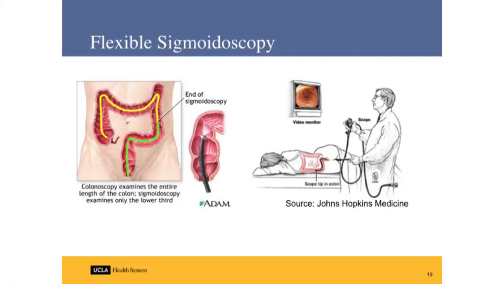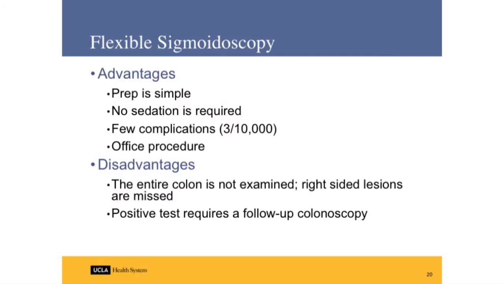So the advantages of flexible sigmoidoscopy are that the prep is often simple. It's not like when you're doing a colonoscopy. It just involves doing a simple enema. No sedation is required for the flexible sigmoidoscopy, which is advantageous because there are fewer risks associated with sedation. The complication rate is very low, only 3 in 10,000. It can be an office-based procedure as well.